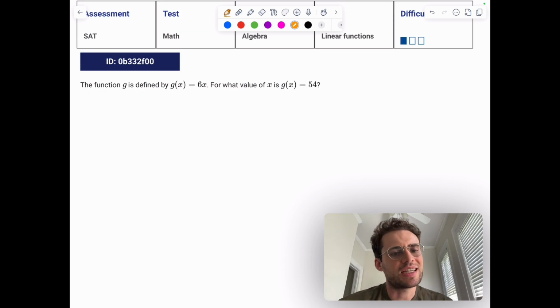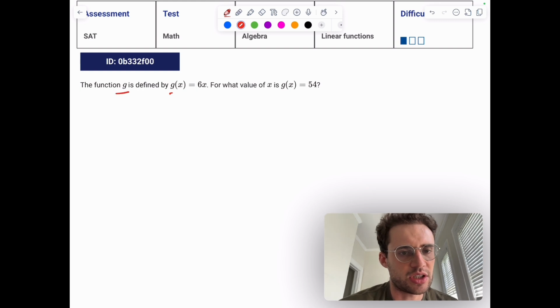The function g is defined by g of x equals 6x. And even if it's not an f, this is still, right, it says it's a function, so we're not multiplying g times x. G is not a variable. It means whatever you input for x here, your output will be 6 times x.